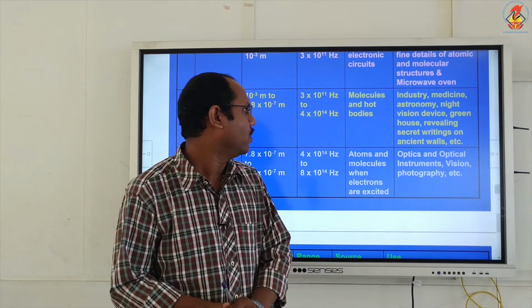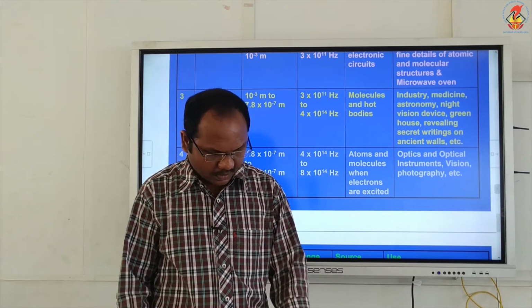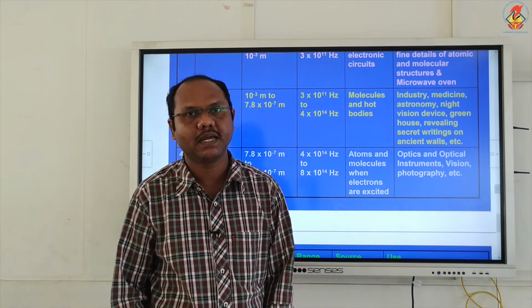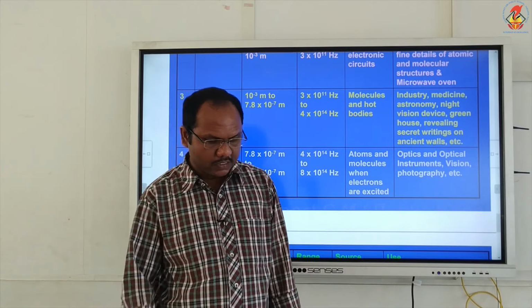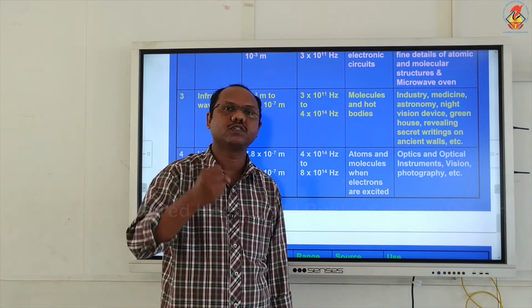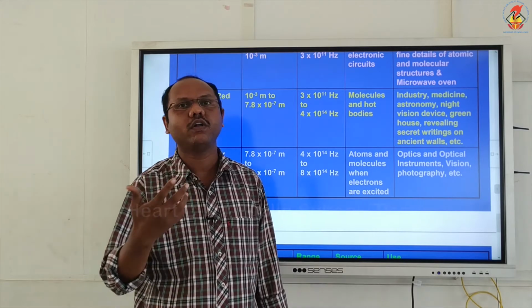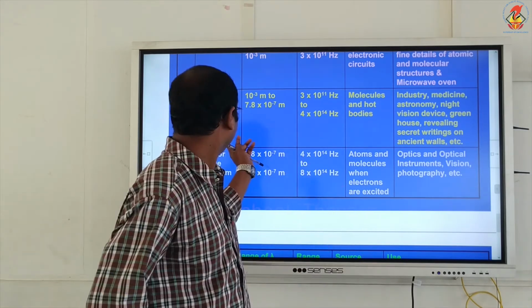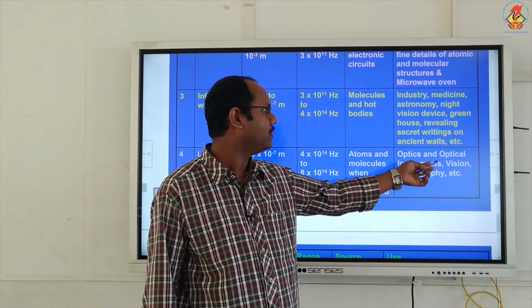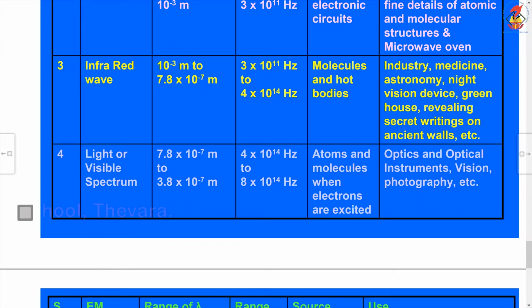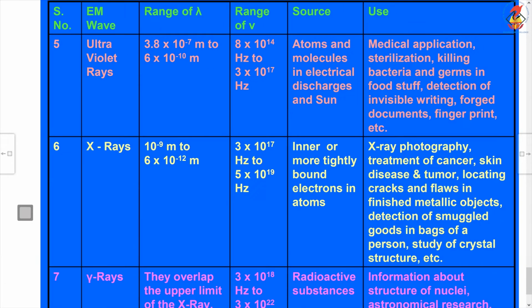Okay. Now, how can we detect the visible light? The first thing is using our eye. Then we can use photographic film or photocells to detect the visible light. And what are its uses? They are used in optics and optical instruments, and they are used to view everything surrounding us, and they are used in photography.